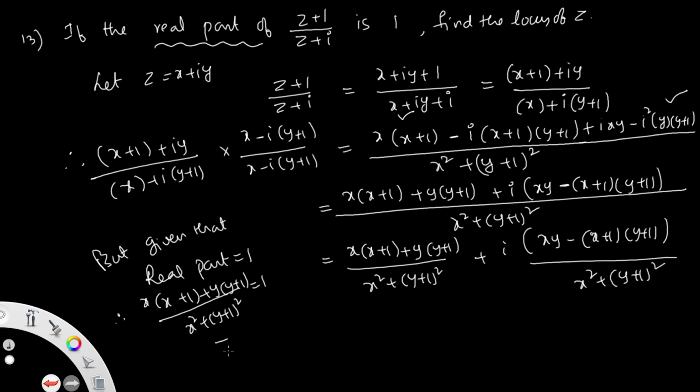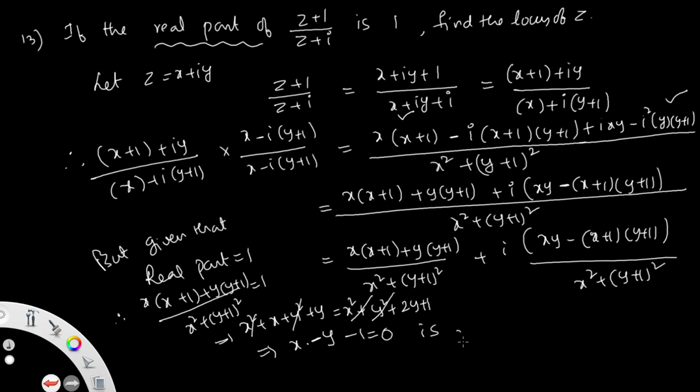Now simplify: x square plus x plus y square plus y equals x square plus y square plus 2y plus 1. So x square and y square cancel. Then you get x minus y minus 1 equals 0, which represents the equation of a straight line, the required locus. Why? Because it is in the form ax plus by plus c equals 0. The locus of z is asked, so we write that lastly: it represents the equation of a straight line.